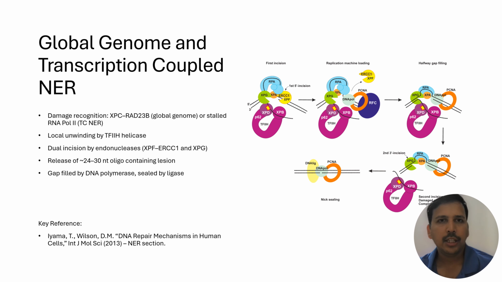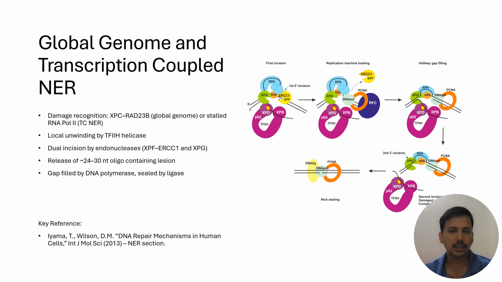In eukaryotes, NER operates in two main modes. Global genome NER scans the entire genome, while transcription-coupled NER focuses on lesions that block RNA polymerase in actively transcribed genes. In global NER, a damage sensing factor like XPC-RAD23B recognizes the distorted helix. In transcription-coupled NER, a stalled RNA polymerase II acts as the signal, and proteins such as CSA and CSB help recruit the repair machinery.